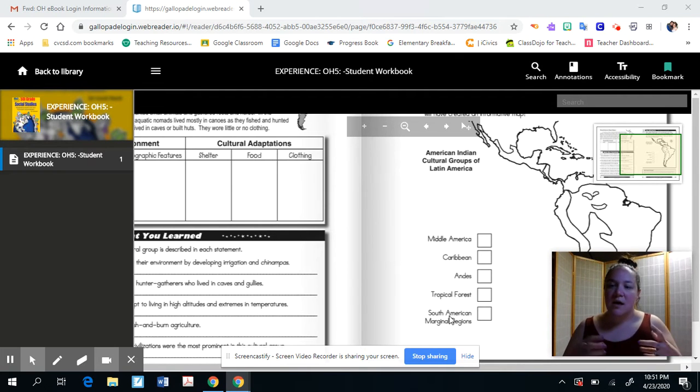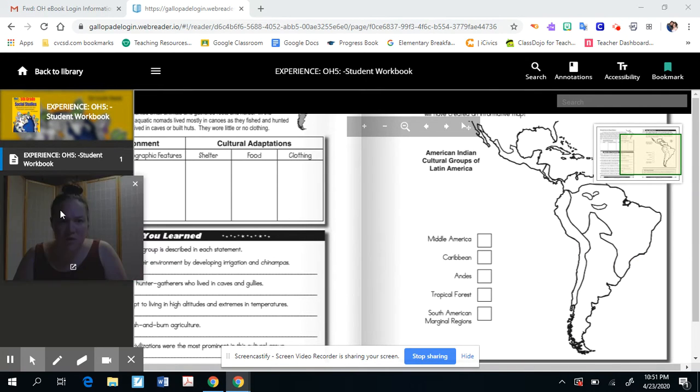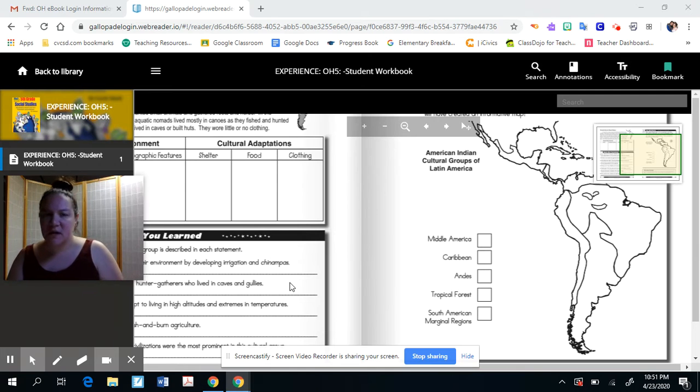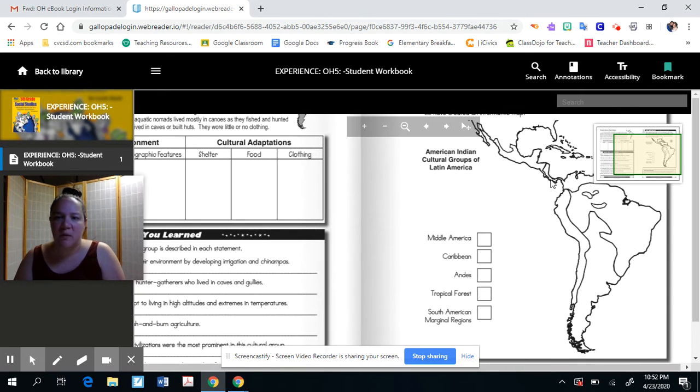So it is Friday, and we're going to talk about the American Indian cultures groups in Latin America. And I'm going to move myself over here in the corner so I don't cause any issues. And this would have been the page that I would have probably given you, and we would have color coded it. Obviously, it's not in color, but that's okay.